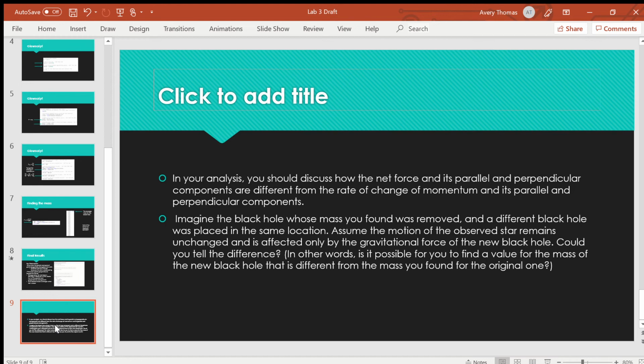In the future, if I were to do this lab again, I would try to use the non-rounded numbers to calculate one consistent mass value for the black hole instead of slightly different values. I would also be interested in exploring what happens to the orbit of the star if you changed the different values within the gravitational force formula.